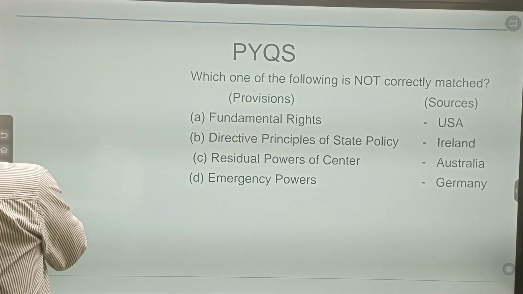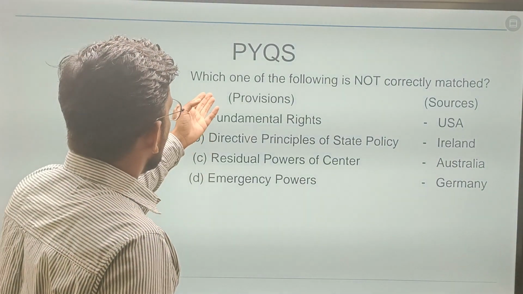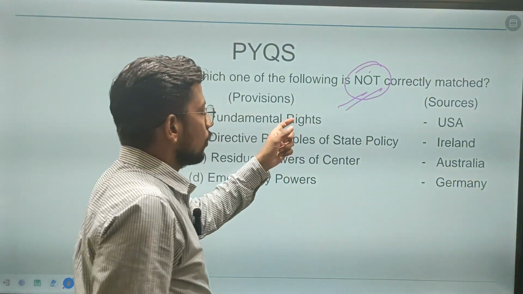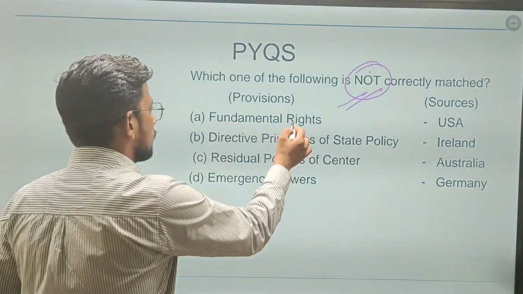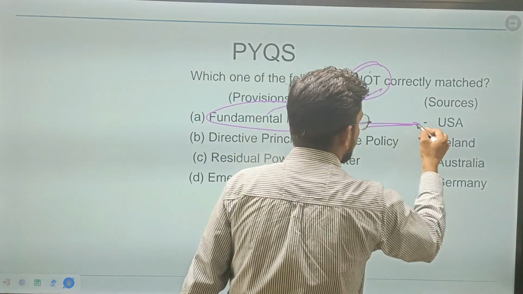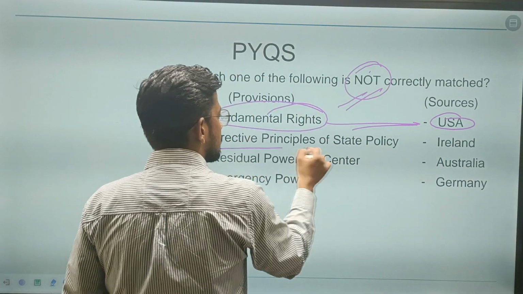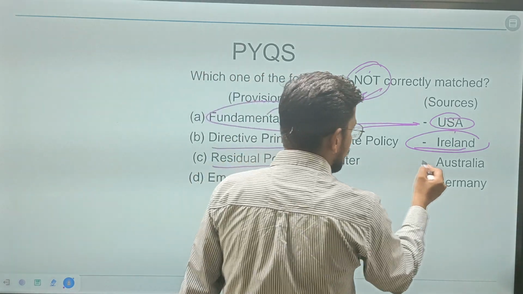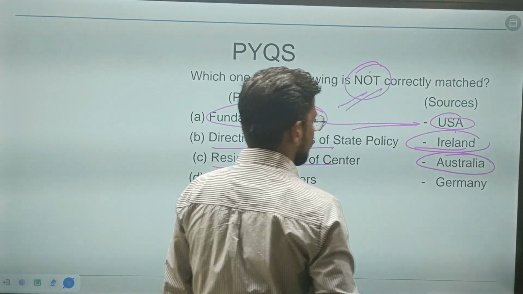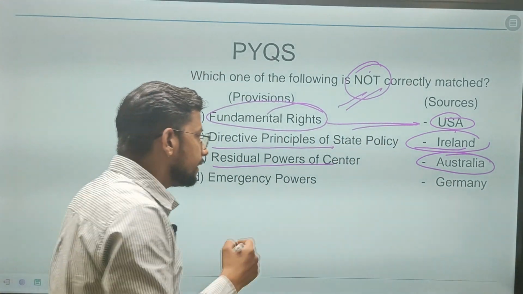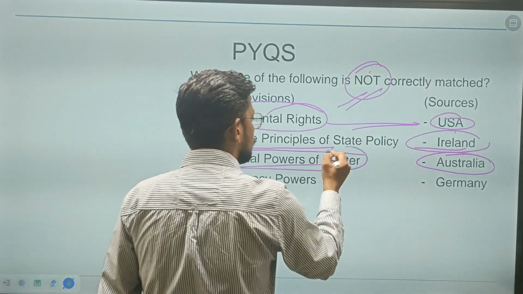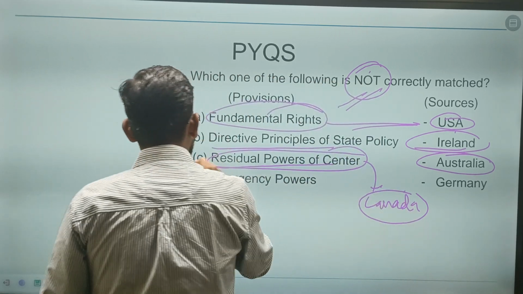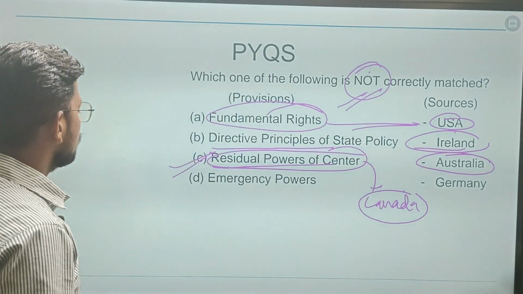For example, first question is, which one of the following is not correctly matched? So which feature is not correctly matched? For example, fundamental rights, USA, this is correct. DPSP, Ireland, this is also correct. Residual power of center, this is Australia, but this is incorrect because we have taken this provision from Canada, not Australia. So this option is incorrect. So answer will be C.